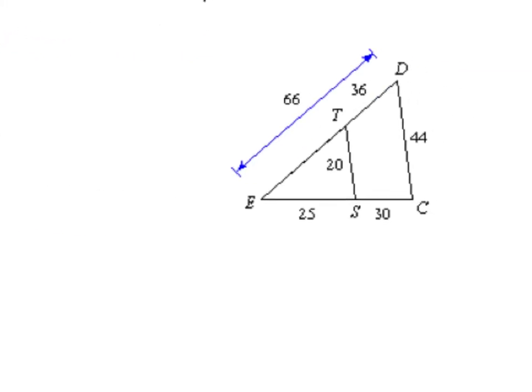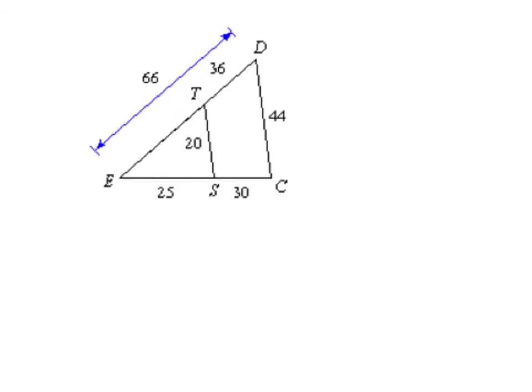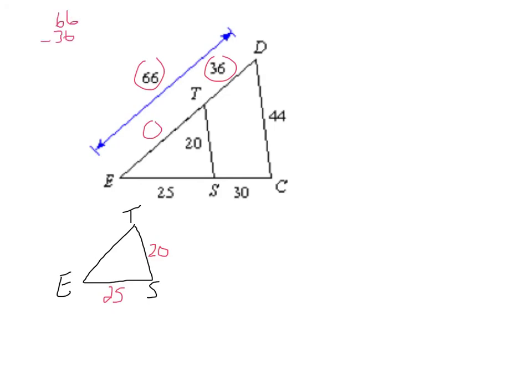In the next one, notice we are not given any angles or parallel lines to help us figure out angles, but we are given side lengths, so we're going to work on proportions. It's important to look at this picture and see that there are two different triangles represented. Triangle EST with side lengths 25, and here we have a side length 20, but we can figure it out. If this is 66 and this is 36, then we can subtract those two and get this missing piece, which would be 66 minus 36, which would give us 30. We may not need that piece of information, but we have it available, so we'll write it down.